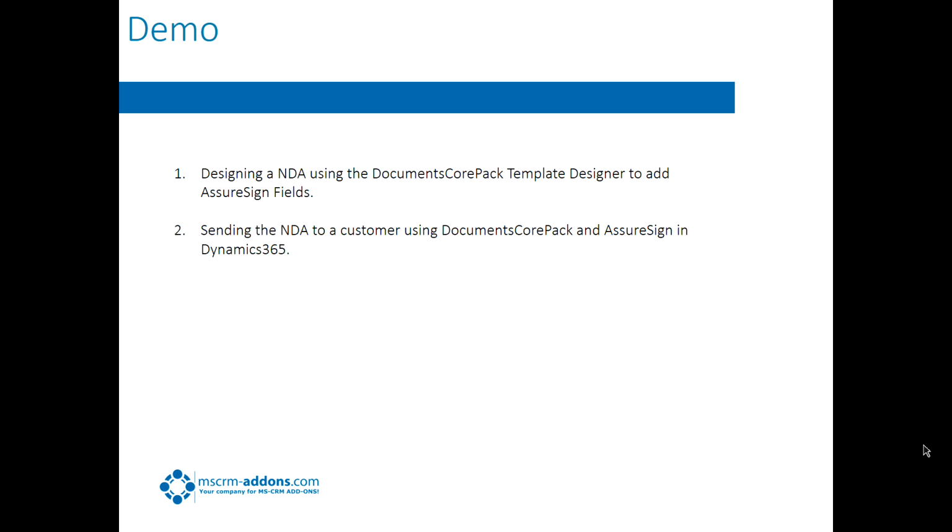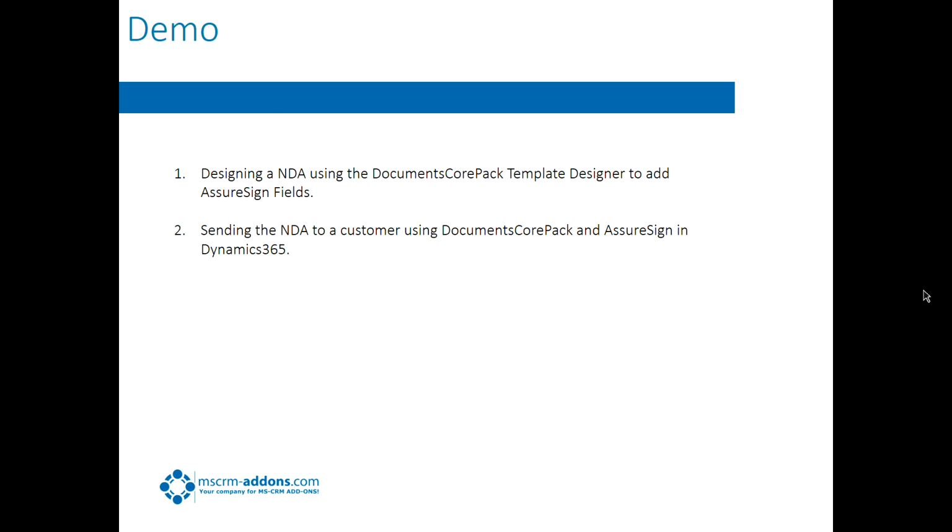So we're going to go ahead and go on into the demo. One of the first things that we're going to do is talk a little bit about designing an NDA using the DocumentsCorePack template designer. We're going to talk really about adding those AssureSign fields. That's what we're going to cover. The next is we're going to be using that NDA. We're going to actually be sending it to a customer using DocumentsCorePack and AssureSign in Dynamics 365. And Diana was nice enough to be that customer in this demo.